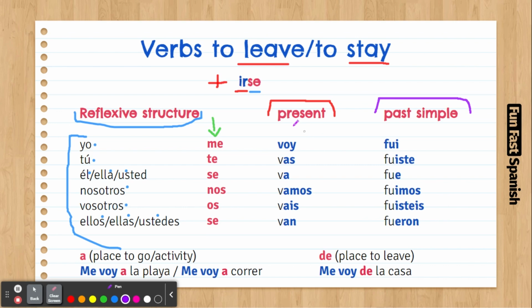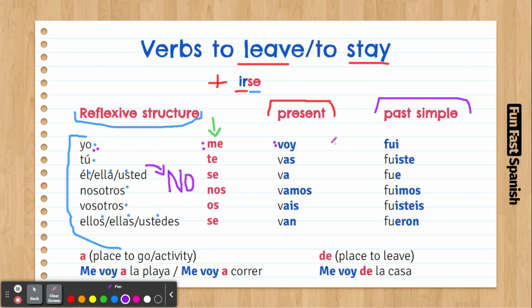So, how do we say, well, to leave? I leave. So, yo me voy. That will be I leave. Remember, if you want to do it negative, we're going to put the no right after the personal pronoun. If I want to say I don't leave, you say yo no me voy. Good. Now, let's make it in past simple.